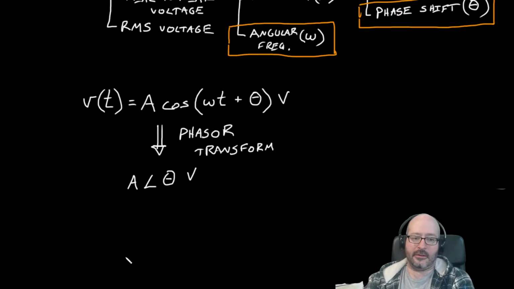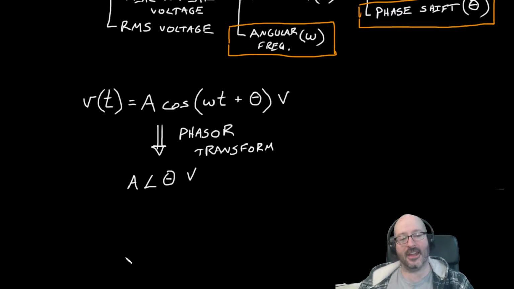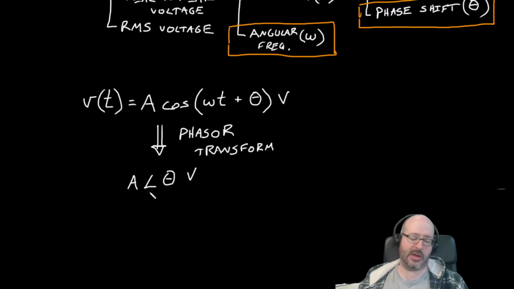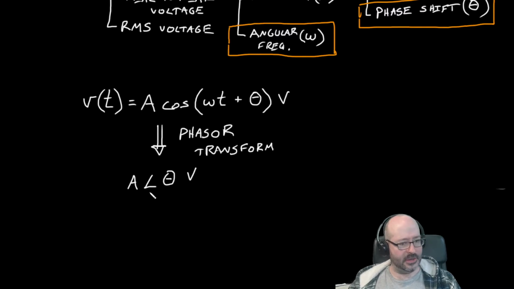So why is this possible? How is this okay? And then more importantly, what happened to omega? I had 3 pieces of information here, but when I go through the phasor transform, I lose omega. So how am I going to cope with that? And we're going to dig into that. Let's see, what else could we do here? I think this is a good start.